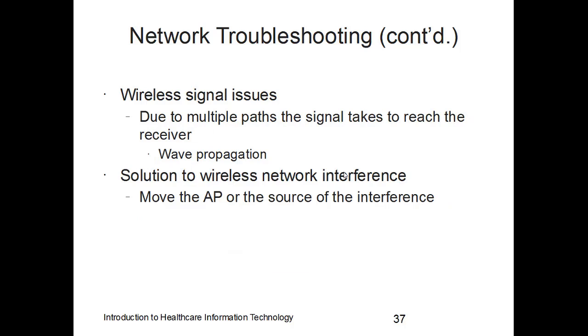When it comes to wireless signal issues, there may be an issue with the wireless signal reaching its target due to the multiple paths that the signal must take to reach the receiver. And this is based on wave propagation. A solution to a wireless network interference problem is that you can either move the access point to a better location or move the source of the interference.